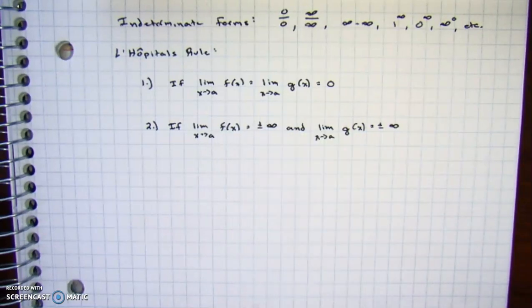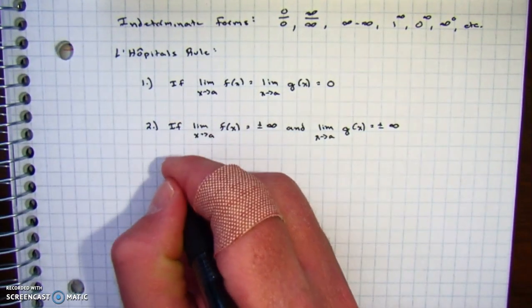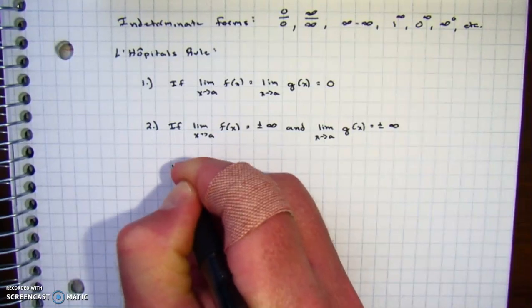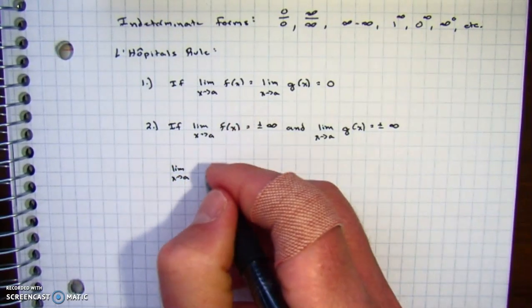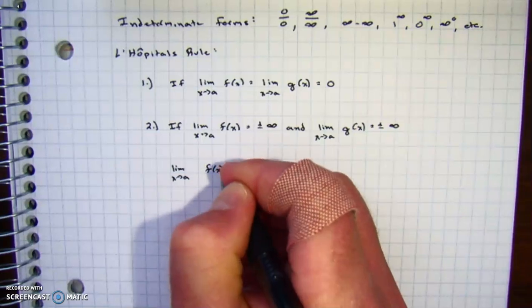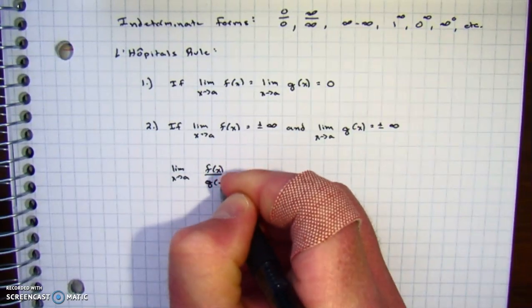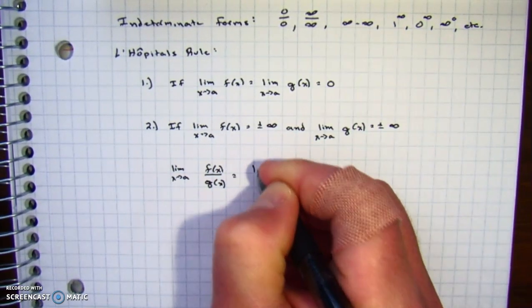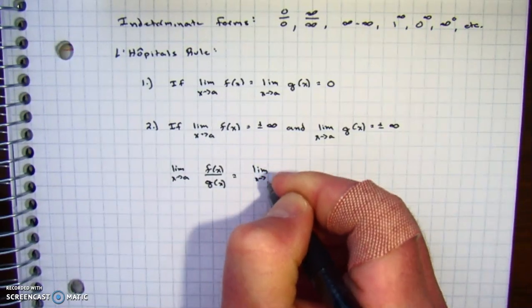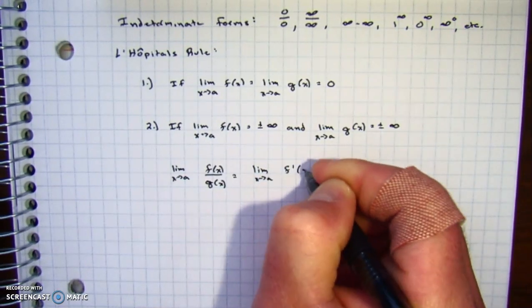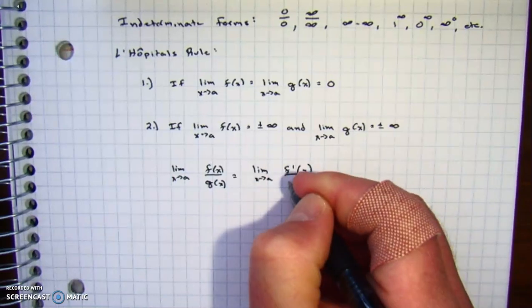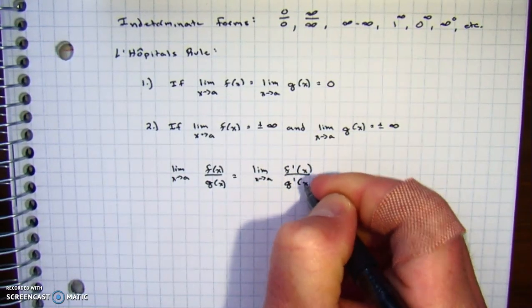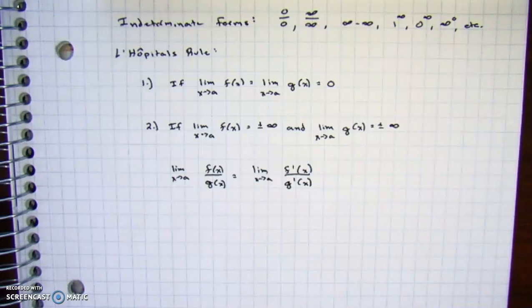If you have one of them met, then you know that the limit as x approaches a of f of x over g of x equals the limit as x approaches a of f prime of x over g prime of x. So we're just pretty much taking derivatives on this one.